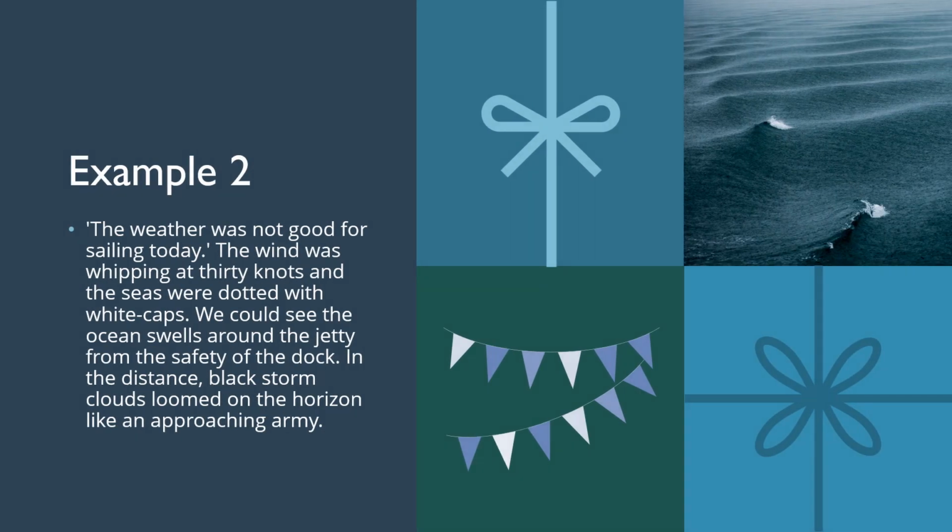Next is the second example. The weather was not good for sailing today. The wind was whipping at 30 knots and the seas were dotted with white caps. We could see the ocean swells around the jetty from the safety of the dock. In the distance, black storm clouds loom on the horizon like an approaching army.